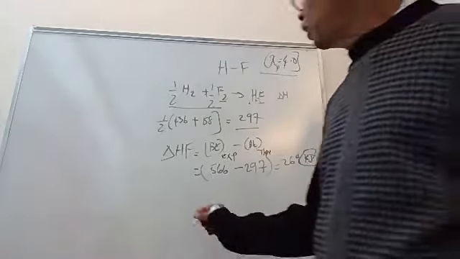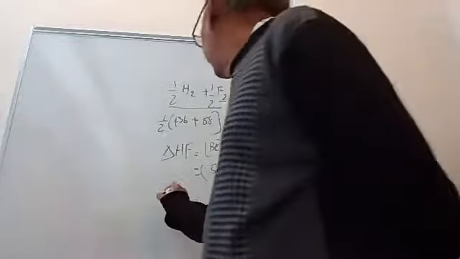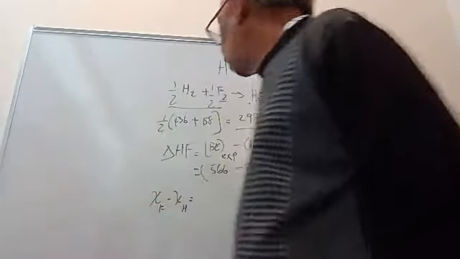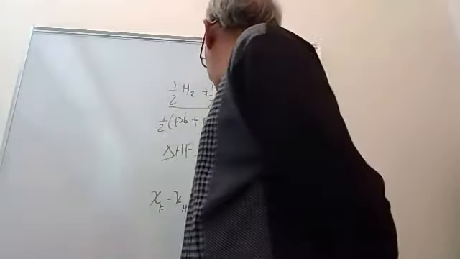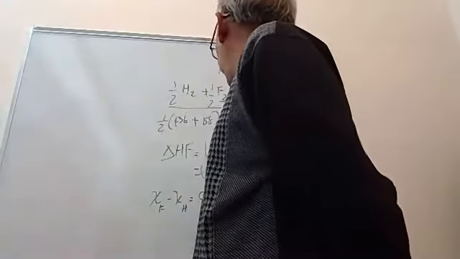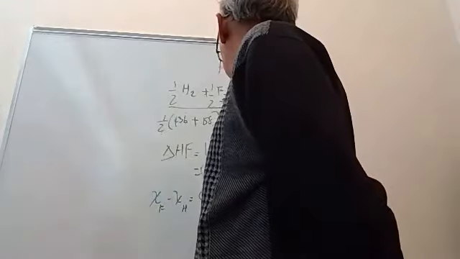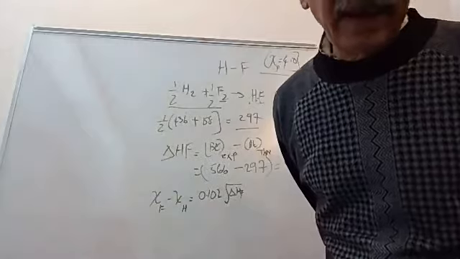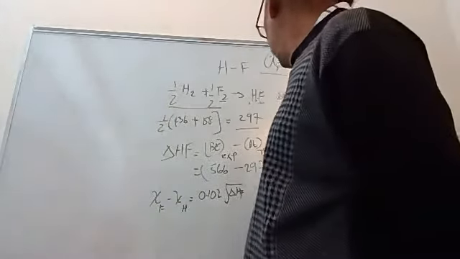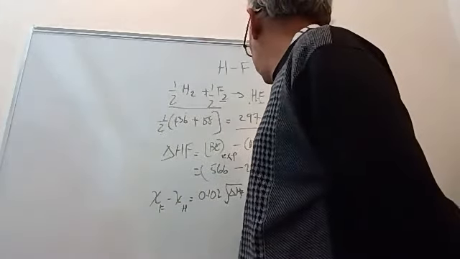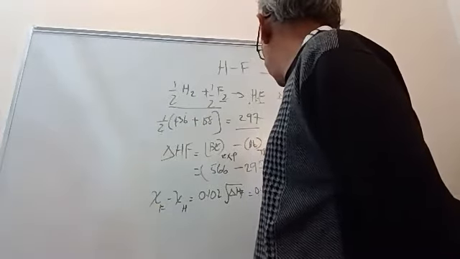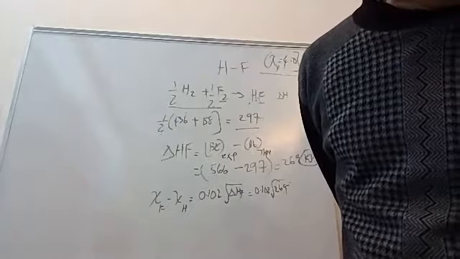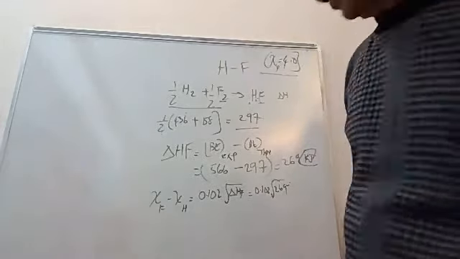Okay. Now what Pauling said was the difference in the electronegativities of fluorine and hydrogen should be equal to 0.102 times the square root of this delta HF. That is the difference in the bonding energies of theory and calculated values, which is 269. 0.102 times the square root of 269. And when you do that calculation, you get approximately 1.67.